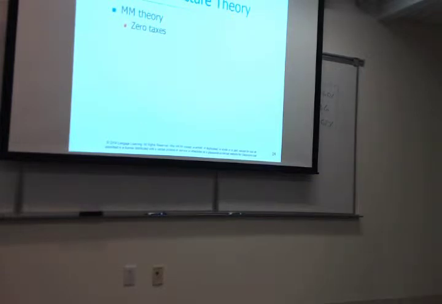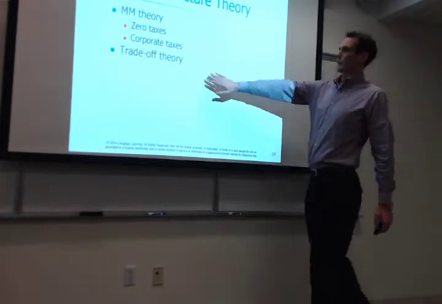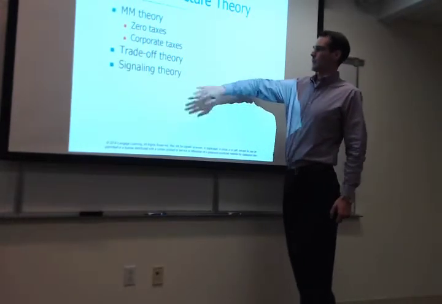First, I'll go through a scenario. If there's no taxes, what's the optimal capital structure? And then, of course, taxes exist, so we need to incorporate that. Then, what is the optimal capital structure? Then we'll go over a third theory, or second theory, trade-off theory.